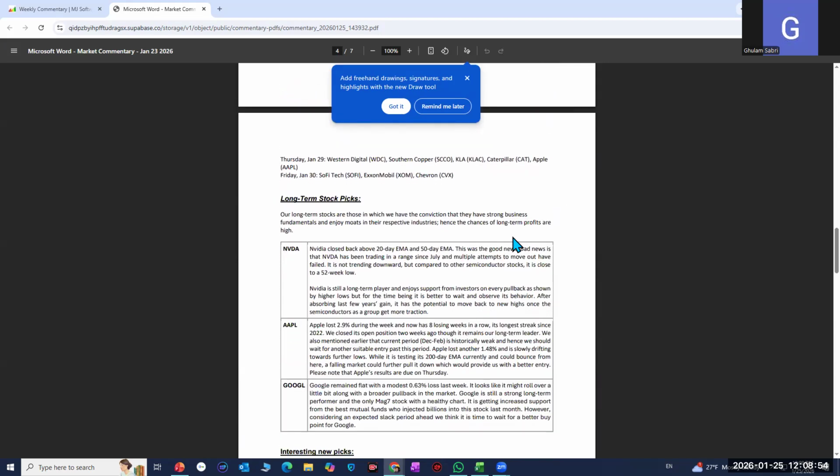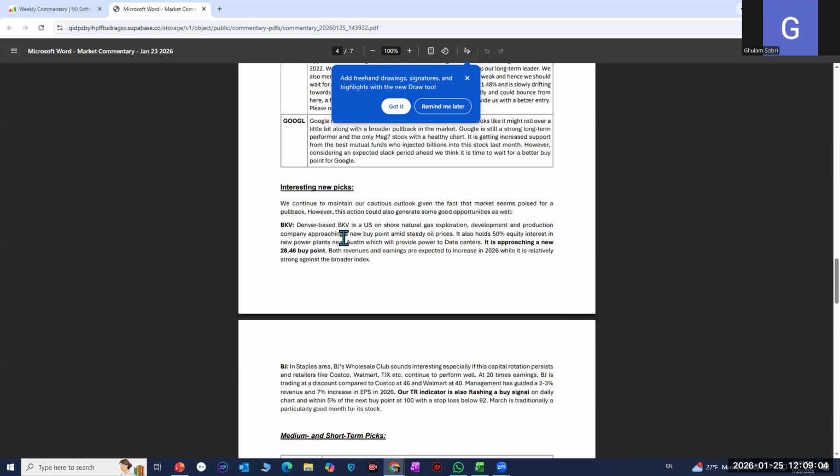And then we have three different lists here. One is our long-term stock picks. Does not mean that right now we are saying that we immediately go and start buying it. No, that's not the case. Then there are new picks, which are either close to their suggested buy points. Like this one, we're saying this is approaching a new buy point at 28.46, which is BKV, a natural gas company.